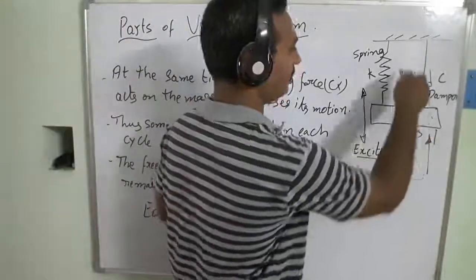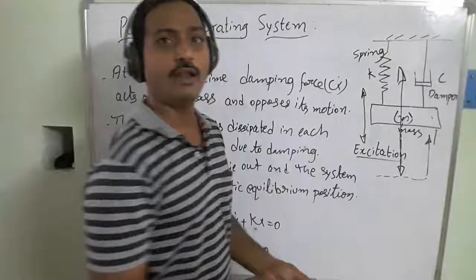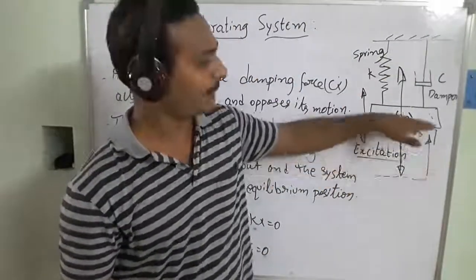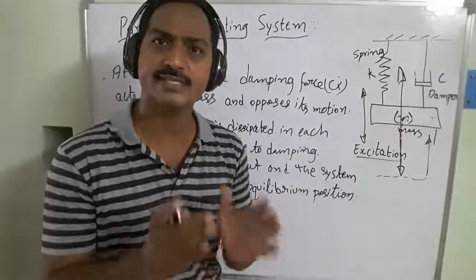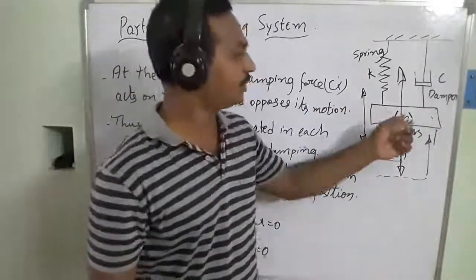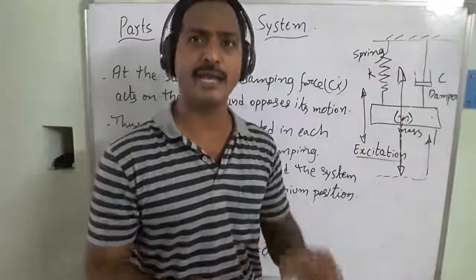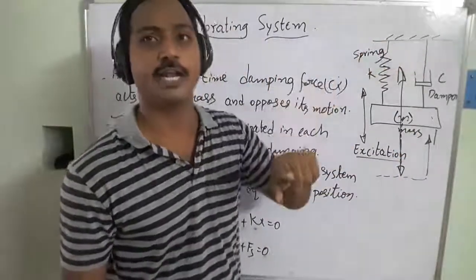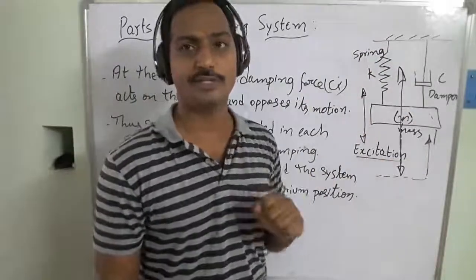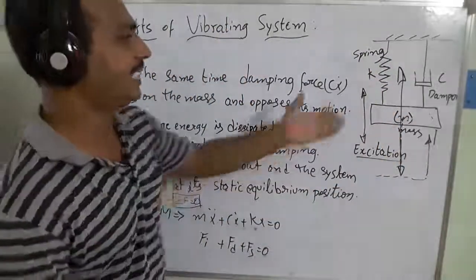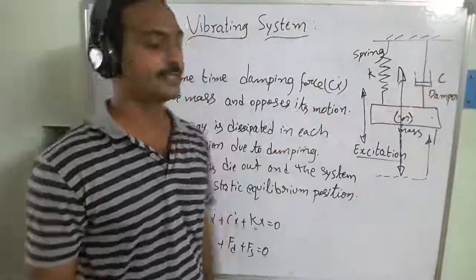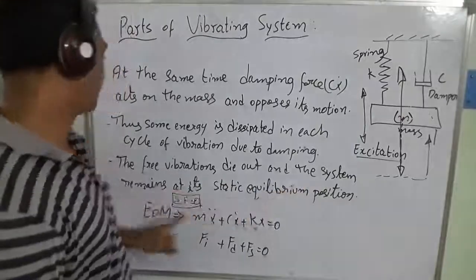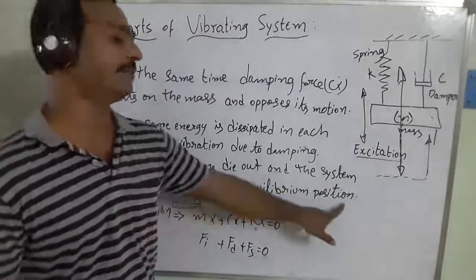This system is going to be vibrating like this. It will go in the downward direction and upward direction, but it can't stop at the mean position because it already possesses some energy. At the mean position, it has the maximum kinetic energy. At the extreme positions, it has the maximum potential energy. That's the way energy conservation takes place. The heat energy is dissipated from this system. So the free vibrations die out and the system remains at its static equilibrium position.